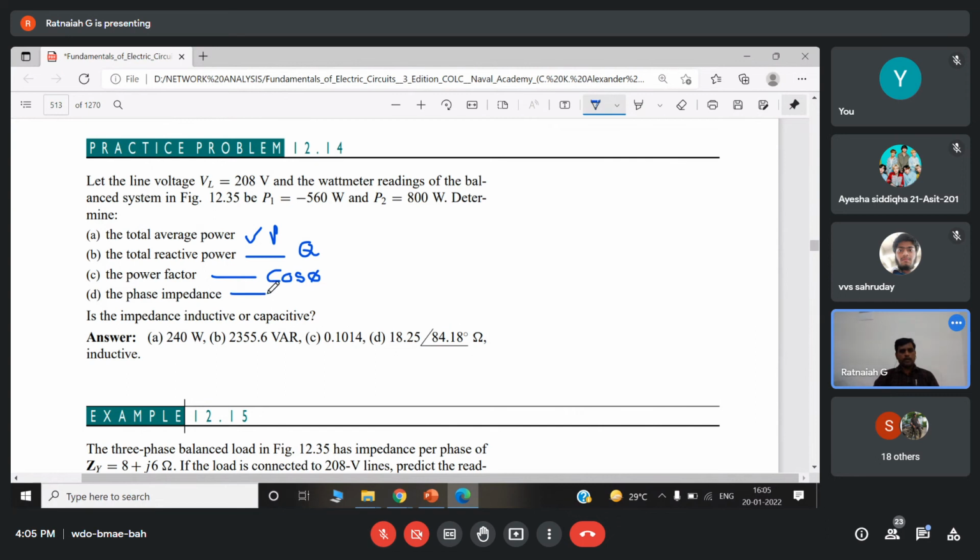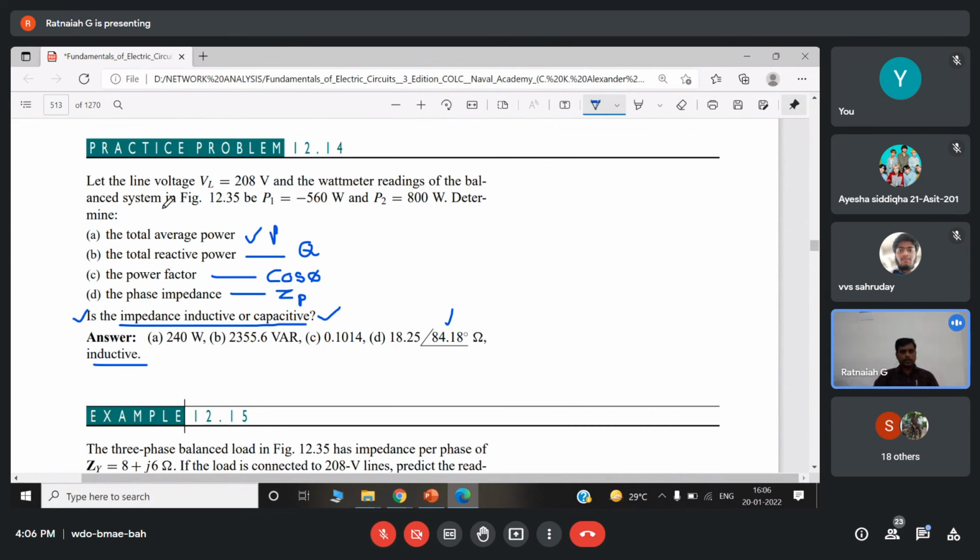Then the phase impedance, ZP. Remember, the phase impedance is always given as magnitude and phase angle. Finally, he is asking whether the impedance is inductive or capacitive. We need to calculate this also. The answer is given: it is inductive, so the phase angle is always positive. Note down these values and find them. Now I'm going to show the diagram.